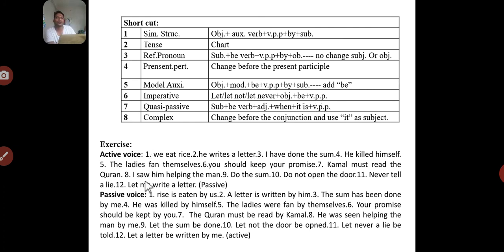And now there are some exercises for you to try yourself, to change active to passive. First of all, do those types of examples, and if you think you cannot solve them, you can follow the answers given here.